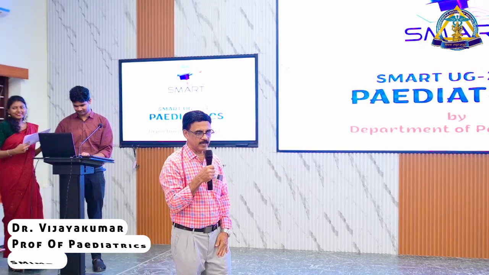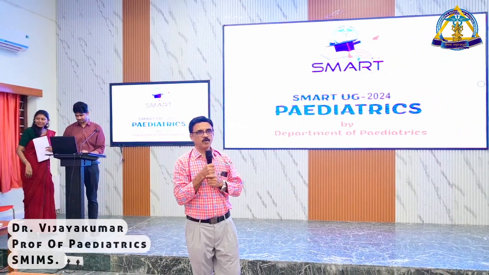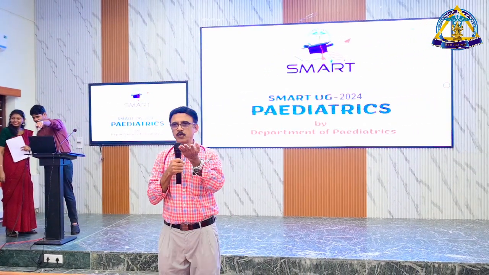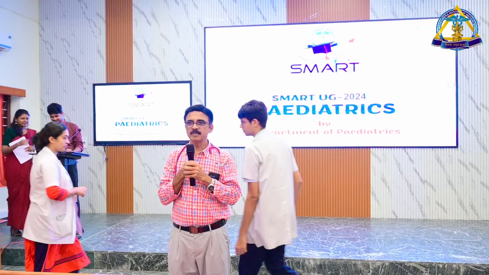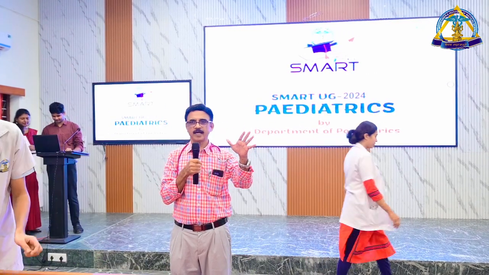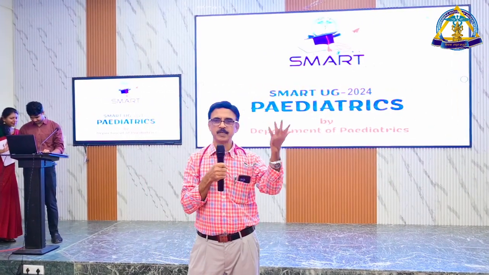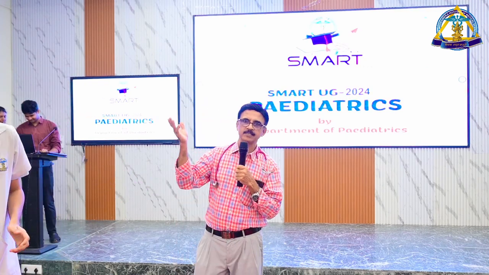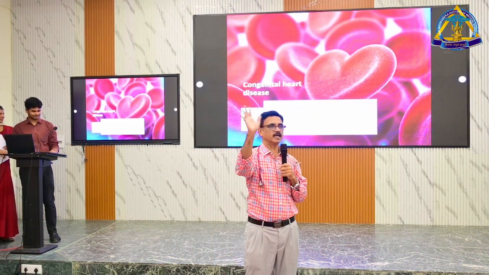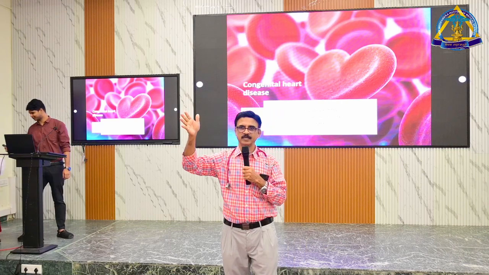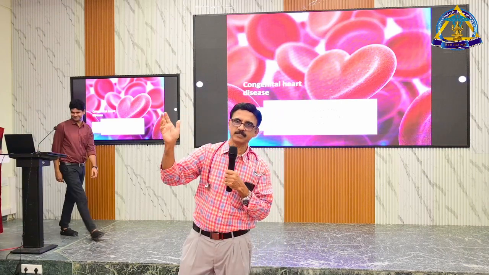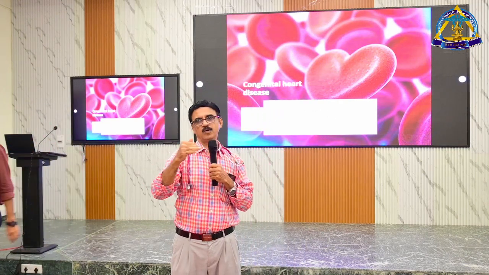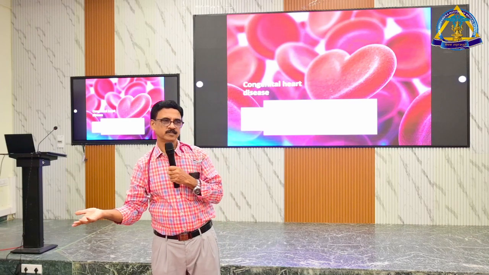So basically we are discussing congenital heart disease. What is the major group of congenital heart disease? Cyanotic and acyanotic. Another grouping: when you say heart disease, it can be acquired or congenital. That is the basic issue. And congenital heart disease itself is either cyanotic or acyanotic congenital heart disease.